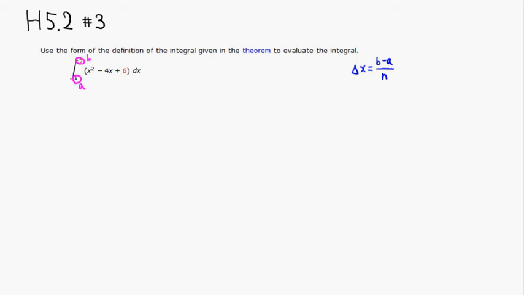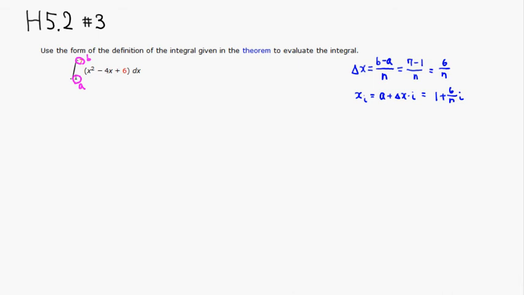So we have 7 minus 1 over n, which is 6 over n. Then we're going to find the xi, which is the right endpoint of each interval, a plus delta x times i. In this case, a is 1, so 1 plus 6 over n times i.